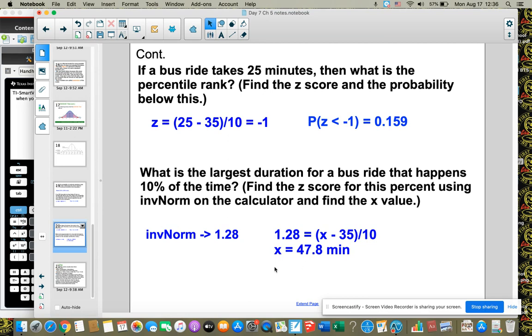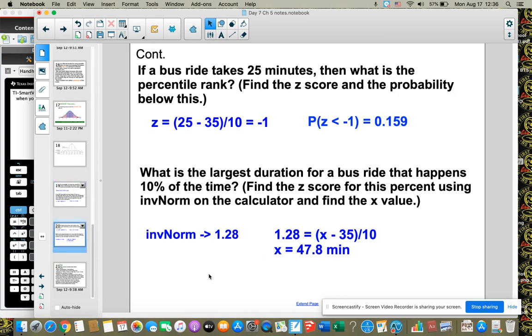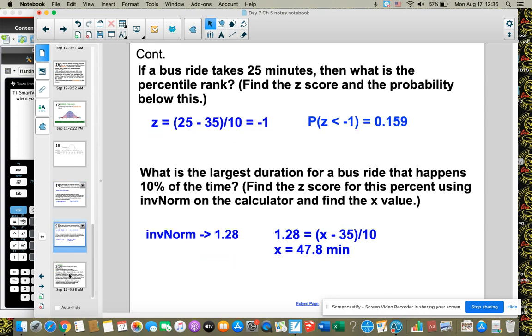So if this other information is true, where my mean is 35 and my standard deviation is 10, then 10% of the time, my bus ride will take longer than 47.8 minutes. Okay? So that's a really good problem. These are really good problems. You need to know how to do these forwards and backwards and know them really well.